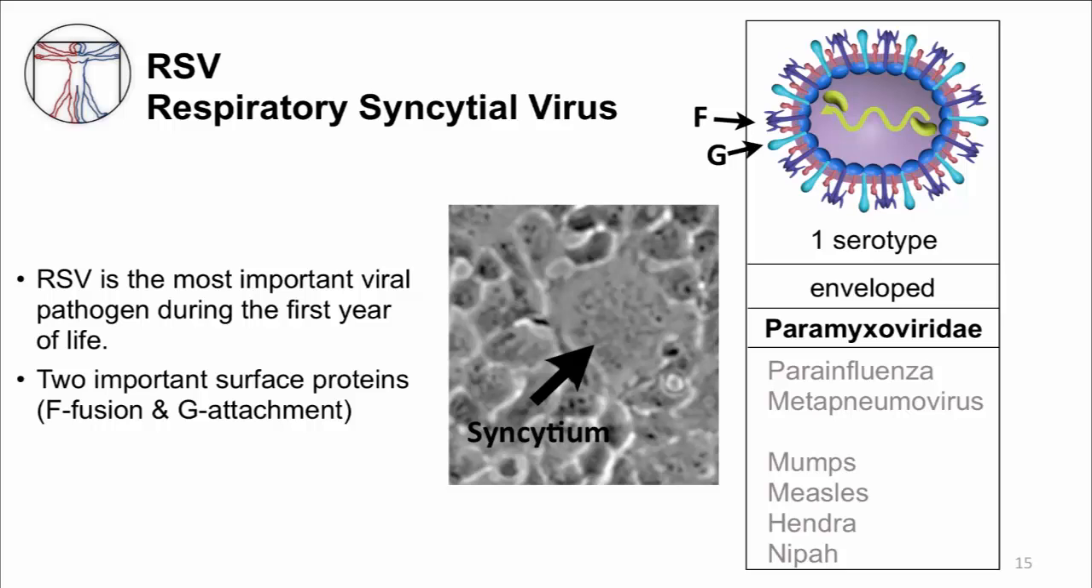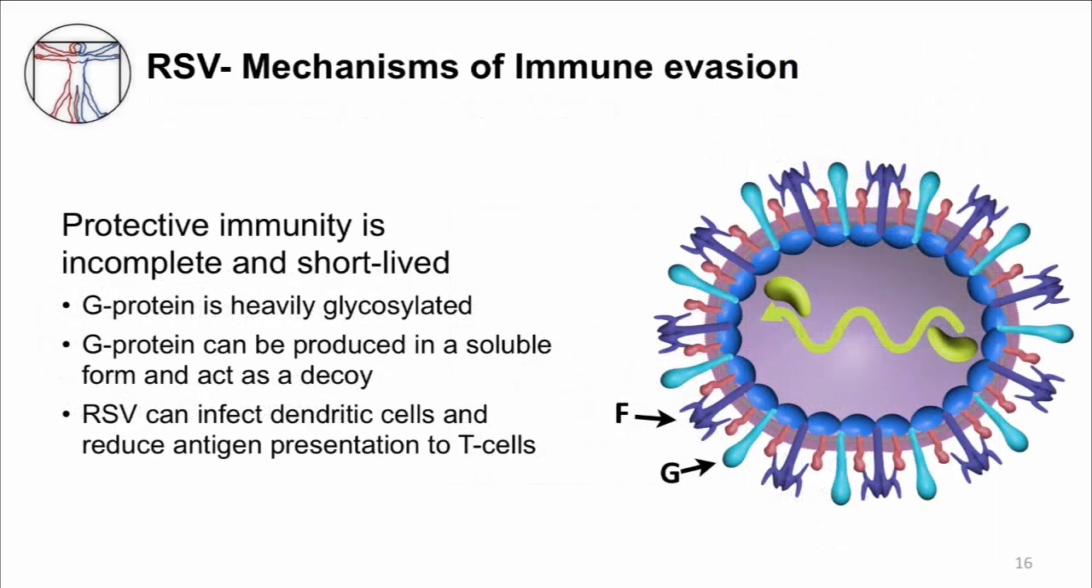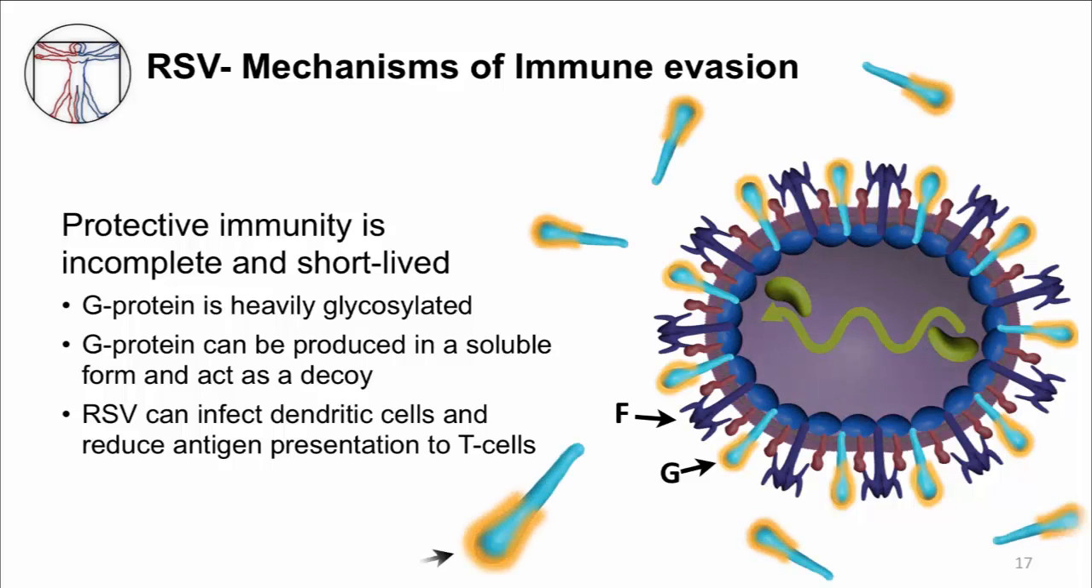How is it that with one serotype RSV can cause reinfections? Well, RSV has multiple mechanisms of evading the immune system. The development of neutralizing antibody is made at a low frequency, and this may be because the G protein is heavily glycosylated and interferes with antibody production. It can also be made in a secreted form, acting as a decoy for neutralizing antibodies. RSV can also affect T cells by infecting dendritic cells, which then decreases their ability to present antigen to T cells. Cytotoxic T cells that recognize RSV in the lung don't secrete key cytokines like IL-2 and interferon gamma. These are important for killing the infected cell.